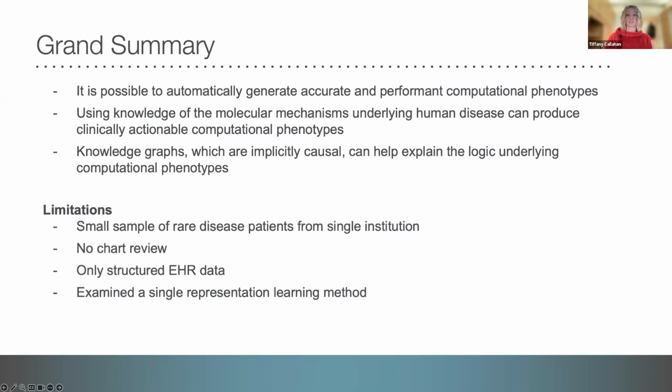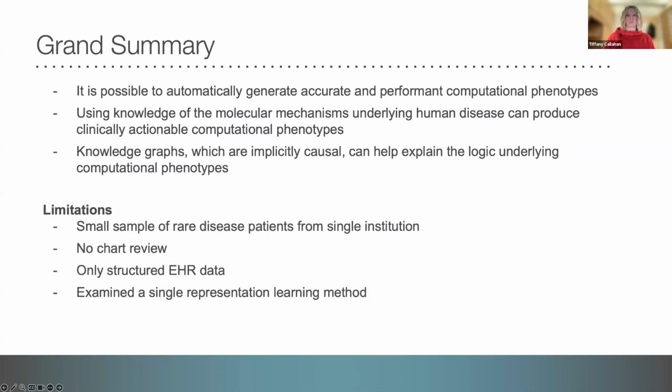And because they're implicitly causal, knowledge graphs might help us to explain the logic underlying computational phenotypes, meaning how and why did these patients get put together? Does it make sense clinically? What's the biological rationale? And again, as I mentioned, there are several limitations that are really important to note when interpreting the value of this work.